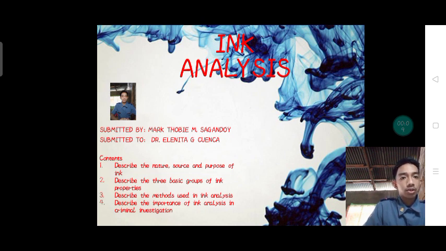And meron tayong contents dito. Una, describe the nature, source, and purpose of ink. Pangalawa, describe the 3 basic groups of ink properties. And then yung pangatlo, describe the methods used in ink analysis. And then yung last one is, describe the importance of ink analysis in criminal investigations.